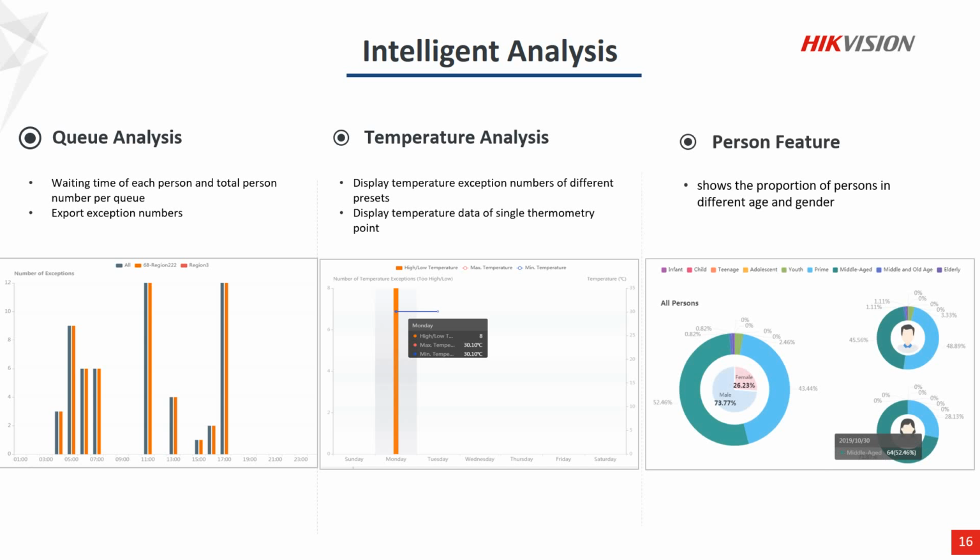Person features. You can use the 8146 cameras, and also you can use the DPMind NVR or the DPMind server to generate a report. The proportion of persons in different age and gender will be displayed.